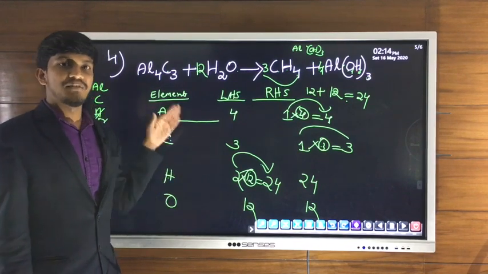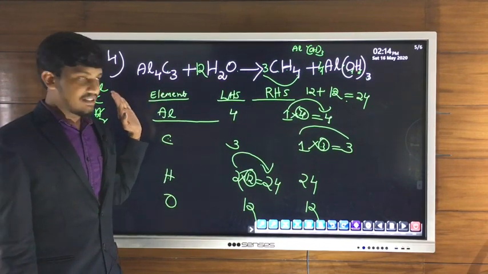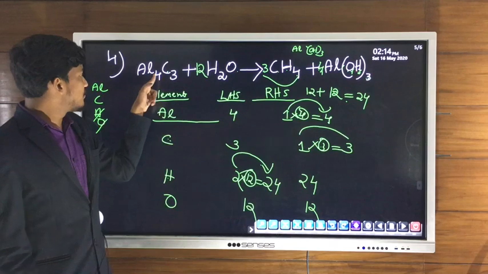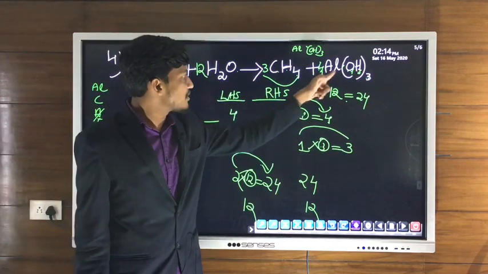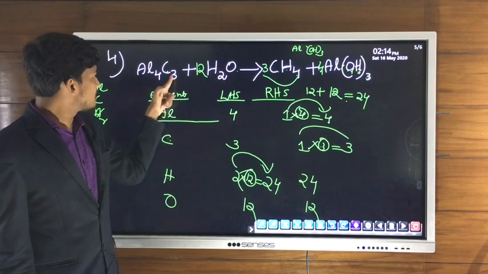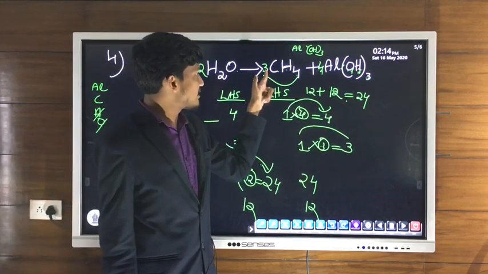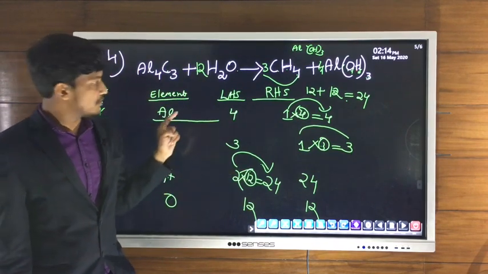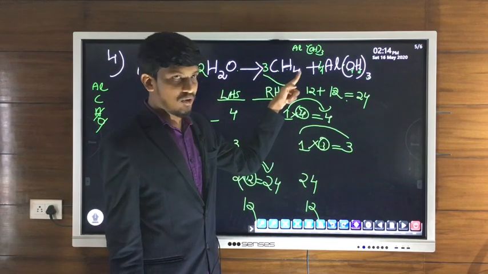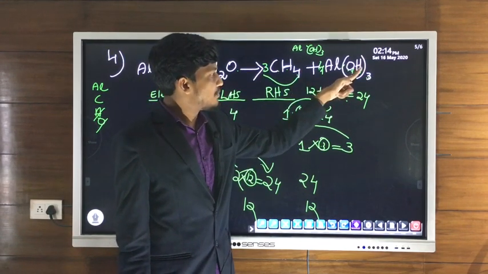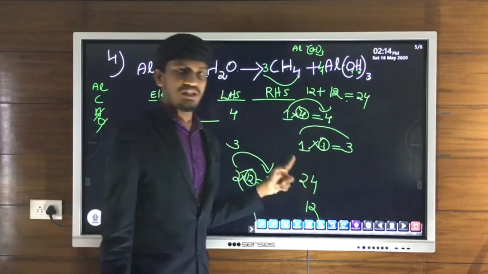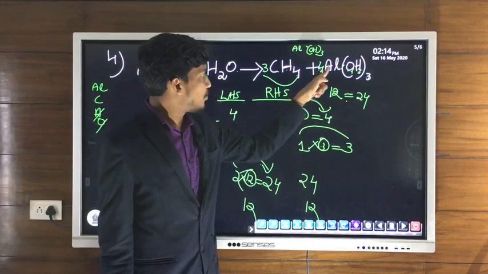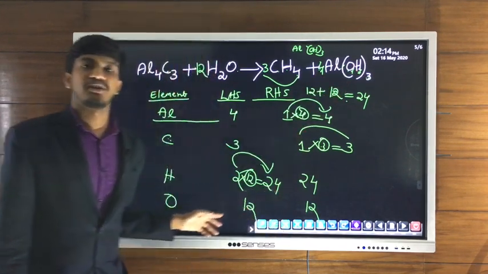Now what is the final step? We have to make sure that each atom is still balanced, so we count again. Al: from the beginning 4, and the right side 4 into 1, 4, equal. Carbon 3, and the right side 3 into 1, 3, equal. Hydrogen 12 into 2, 24, and the right side 3 into 4, 12, plus 4 into 3, 12, 24. Oxygen 12 into 1, 12, and the right side 4 into 3, 12. So equal number of atoms.